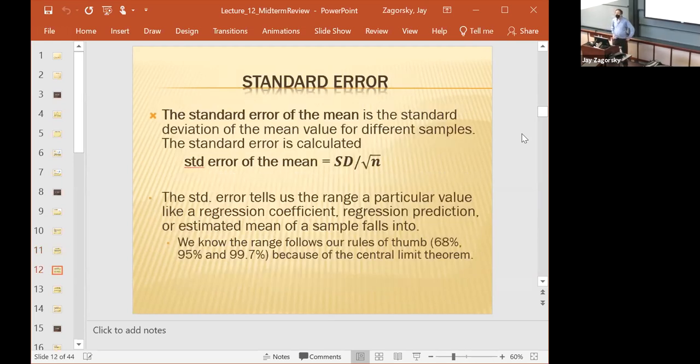The standard error of the mean says that the mean I'm estimating, because I keep looking at groups of 100 cars, is not known with certainty. But I can estimate the range that the true mean falls into. How do you figure out the standard error? It's the standard deviation divided by the square root of n. Sorry, the standard error is the standard deviation divided by the square root of n. And it tells us the range a particular value falls into.